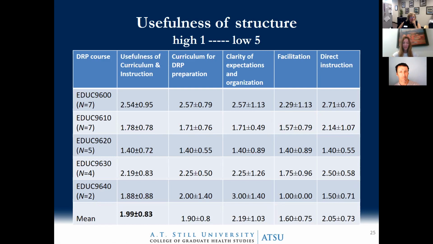So I'm focusing again mostly on the overall means for each construct here. The level of overall usefulness of the curriculum and instruction was high. And of the 4 usefulness constructs measured, we got 1 here, 1 here, 1 here, 1 here. Students found facilitation most useful, but all constructs really did reflect a pretty high level of usefulness.